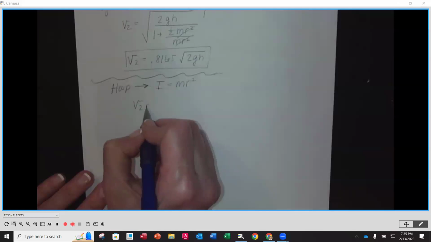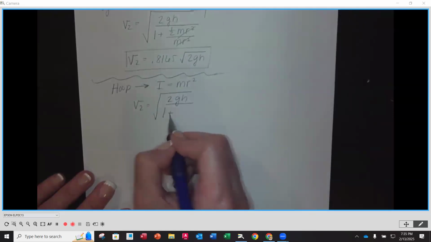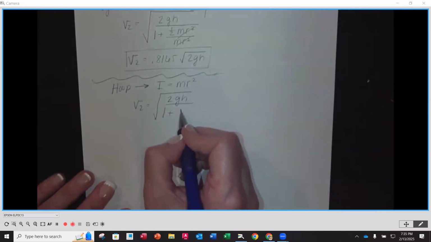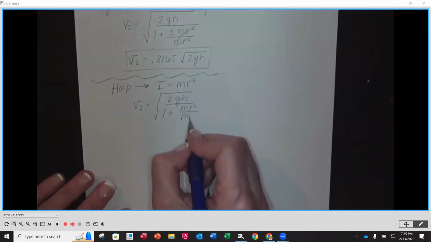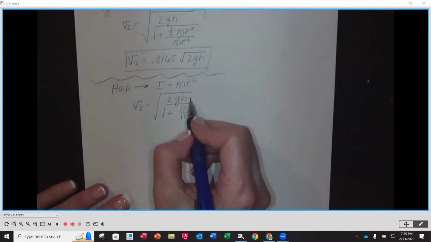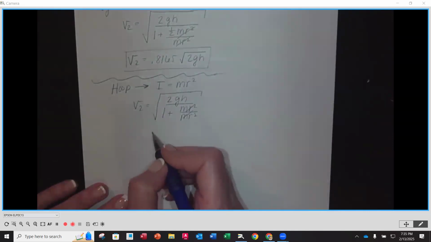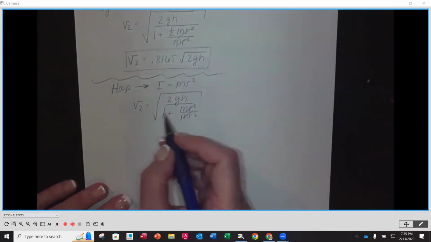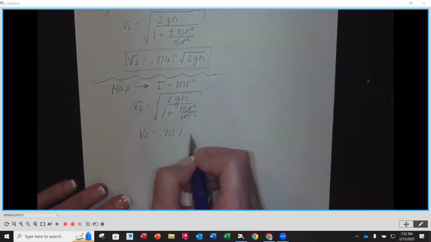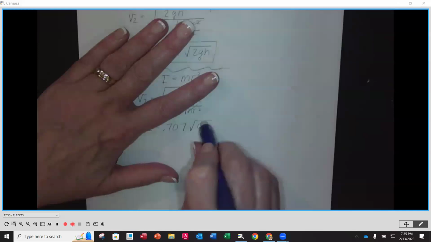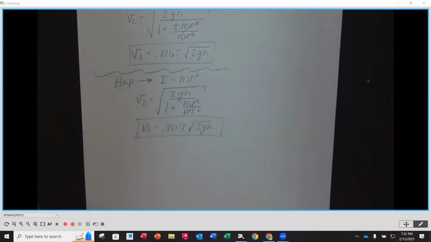So V2 is going to be equal to the square root of 2GH divided by 1 plus, and our I this time is going to be MR squared divided by MR squared. So those two cancel. So now it's just going to be the square root of 1. So your V2 should come out to 0.707 times the square root of 2GH. There you go.